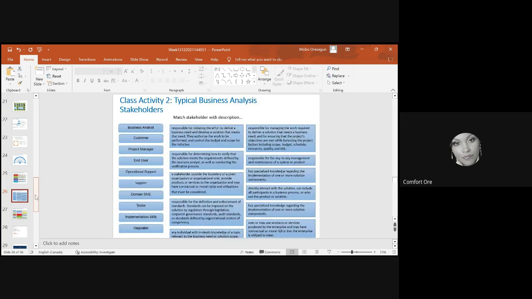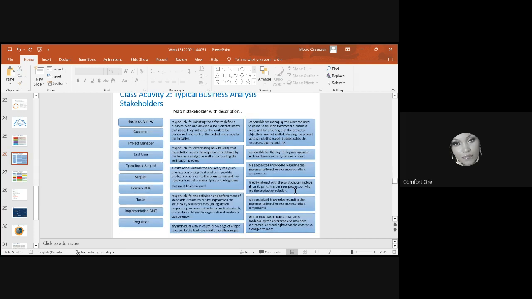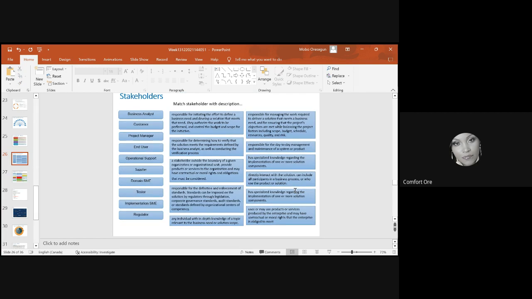Okay, good. We're moving. Okay, so we have a class activity here, and everyone needs to participate. There are stakeholders on the left, and there is a description of what the stakeholder does on the right. So what you do is match the stakeholder with the description.